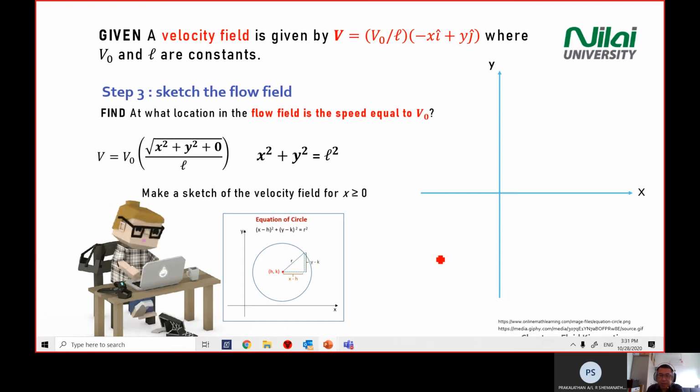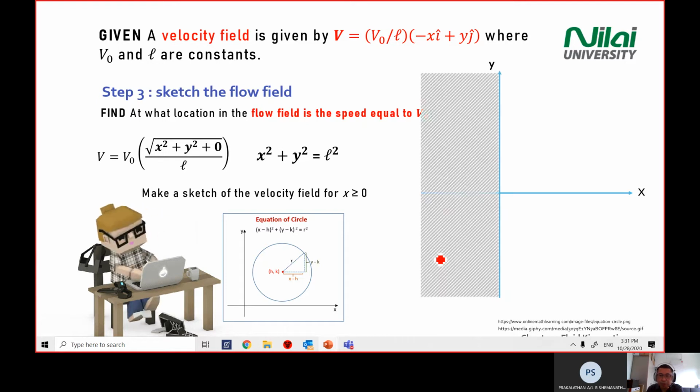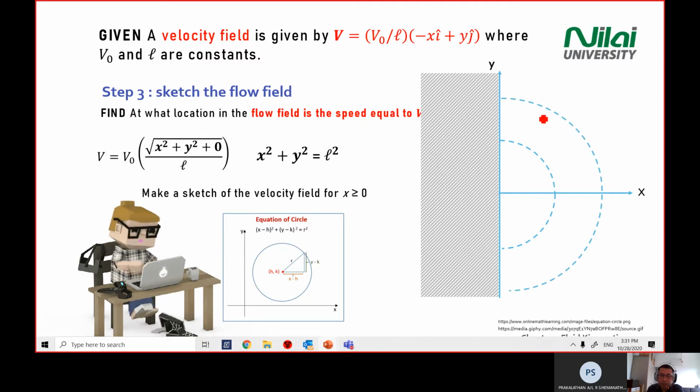And then you draw, and because we're only interested in x more than 0, we close the section on the left. So we're only interested to see what happens on the right-hand space here. So just continue to draw. You know that this is a circular shape. We can draw 1, 2, because each circle represents a different r.